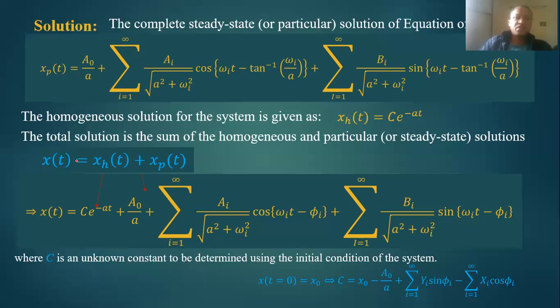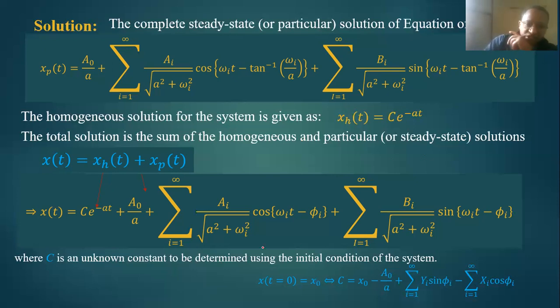So x of t, the total solution, is equal to x homogeneous of t plus x particular of t. This is the steady state solution, and this is the homogeneous solution. So this is the complete solution for the system. For example, in first order, we have only one initial condition. But if it is second order, we need two initial conditions. Why? Because in order to satisfy the equation, we need two initial conditions.